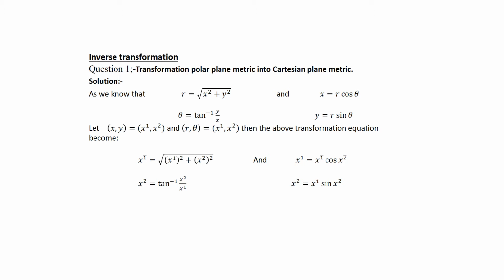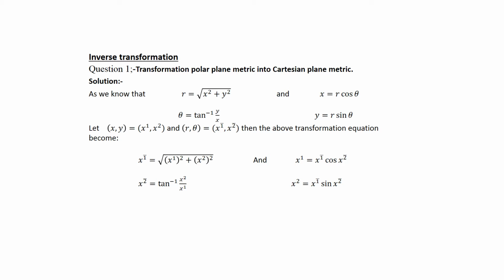As we know, r is equal to the square root of x square plus y square, and x is equal to r cos theta. Theta is equal to tangent inverse y over x. Y is equal to r sin theta. We are familiar with these parameters and these transformation equations. In general, x and y are Cartesian coordinates, r and theta are polar coordinates.